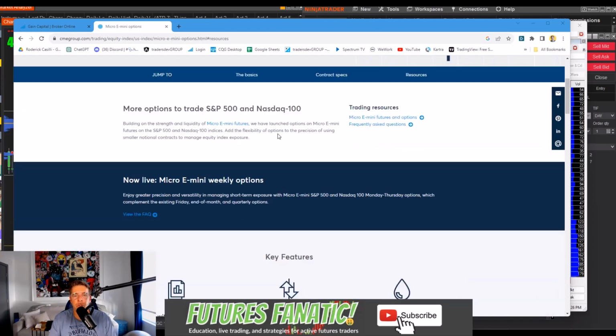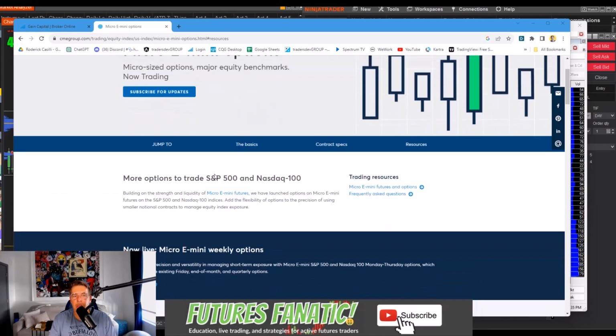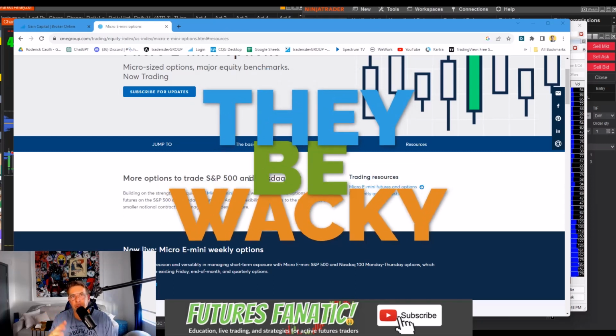First and foremost, everything futures, CMEgroup.com is your friend. I'll leave a link to this down below. This is the micro E-mini options page where they specifically cover the contract specifications behind the S&P 500 and the Nasdaq. The symbols for that are MES and MNQ. Those are the underlying symbols. The actual symbols for the contracts are pretty wacky. That's probably going to be in another video.